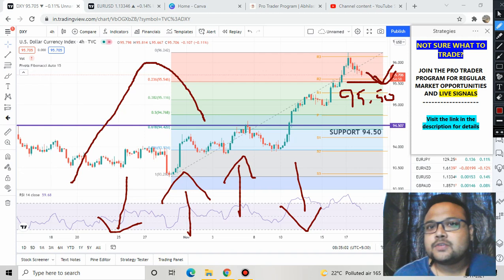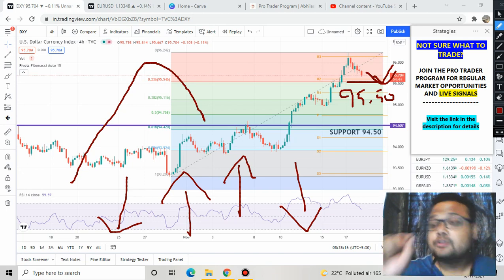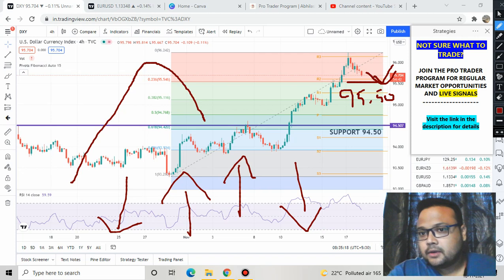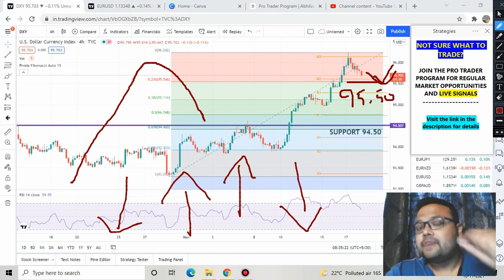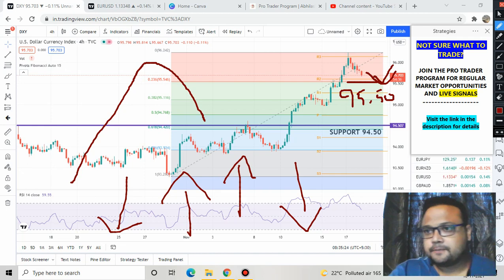What is the trend of DXY here? DXY is extremely bullish right now. The US dollar is extremely bullish, and in my earlier videos also I have shown you that we do not have any proper resistance on the chart of the US dollar. So there's a very good possibility of the US dollar bouncing from this particular level of 95.50, and if it bounces again, we will see fresh selling on Euro USD.